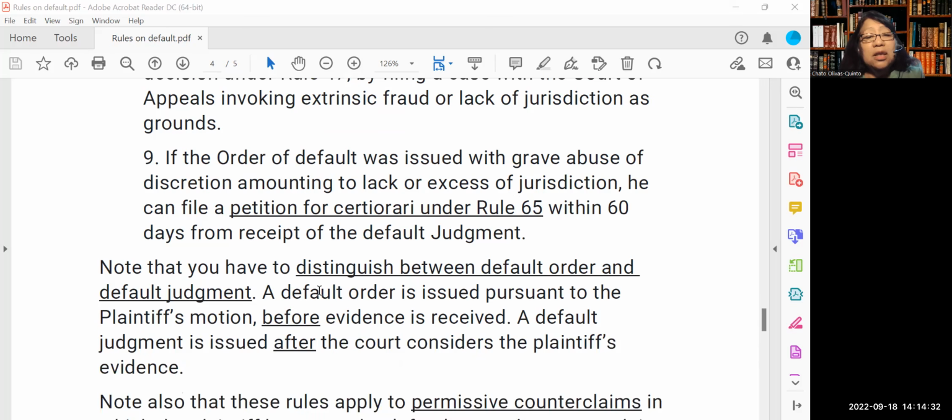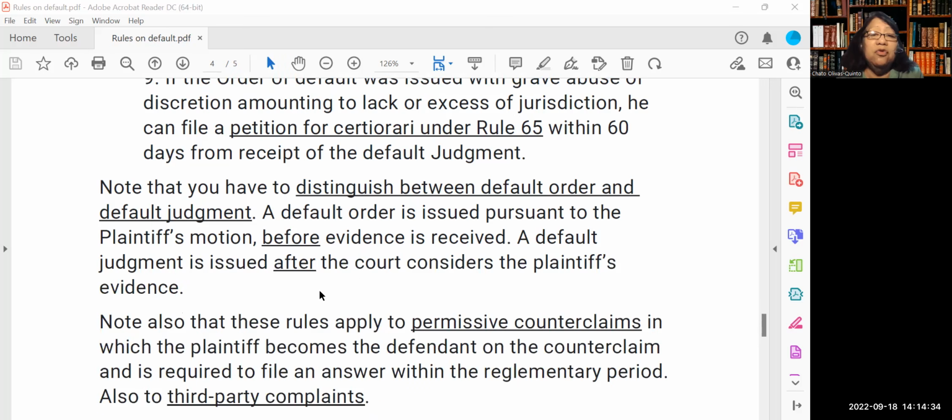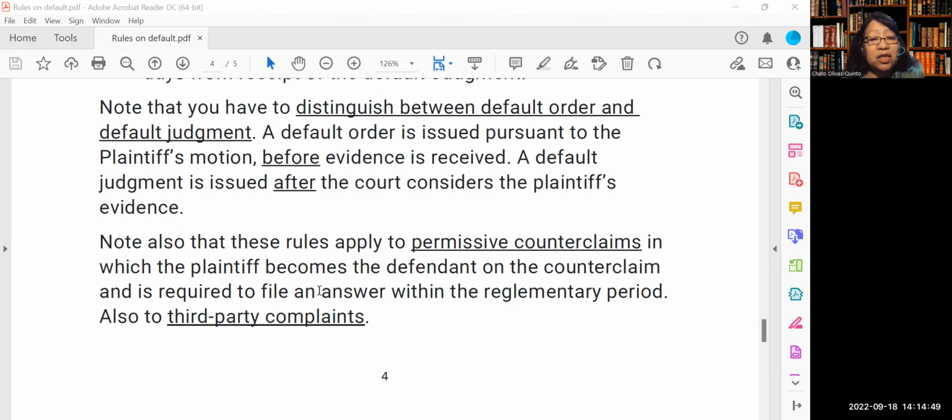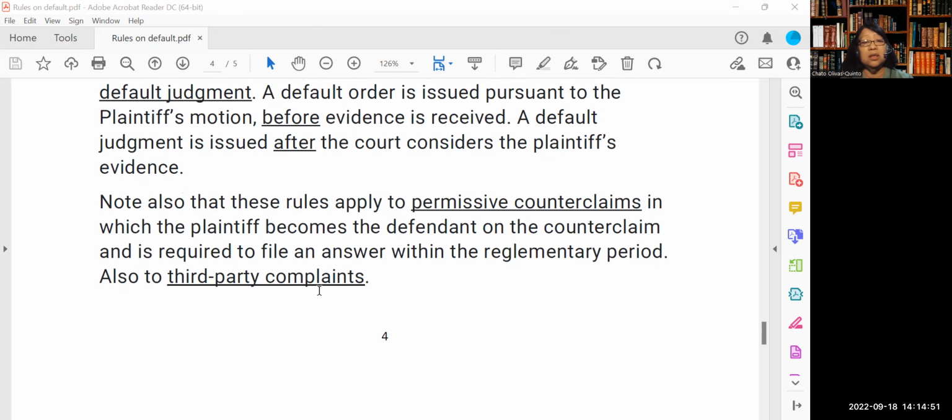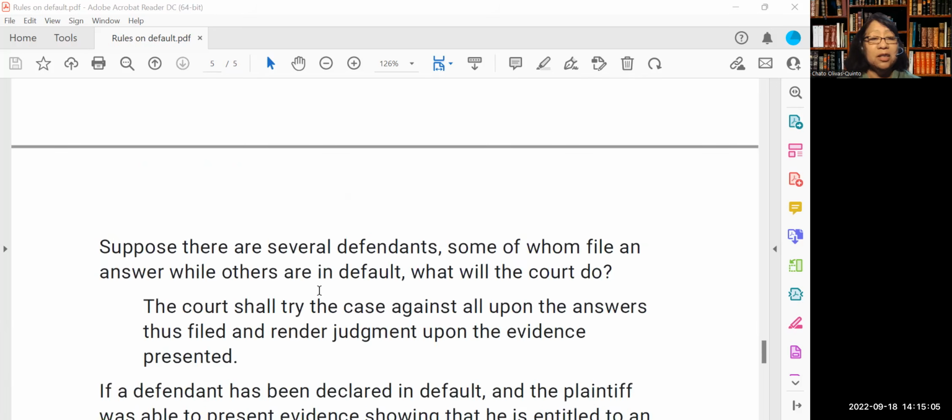Okay? Now, note that you have to distinguish between a default order and a default judgment. A default order is issued pursuant to the plaintiff's motion before evidence is received. A default judgment is issued after the court considers the plaintiff's evidence. And note also that these rules apply to permissive counterclaims, in which the plaintiff becomes the defendant on the counterclaim and is required to file an answer within the reglementary period. And it also applies to third-party complaints.